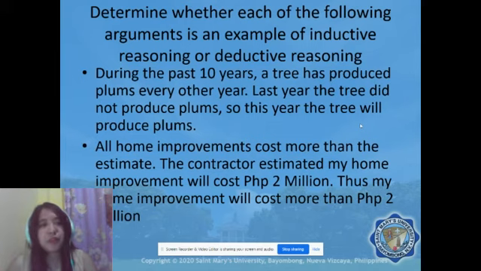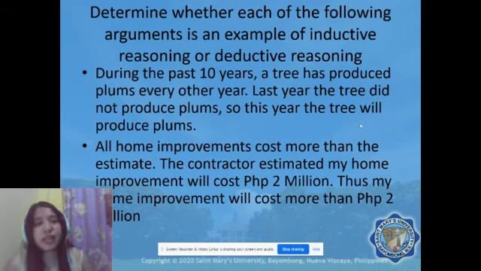In our first argument, what we are trying to see here is specific first before we conclude that this year there will also be plums. So it is actually, yes, inductive reasoning. Okay, next. All home improvements cost more than the estimate. So it sounds very general. The contractor estimates my home improvement will cost 2 million pesos. Thus, my home improvement will cost more than 2 million.